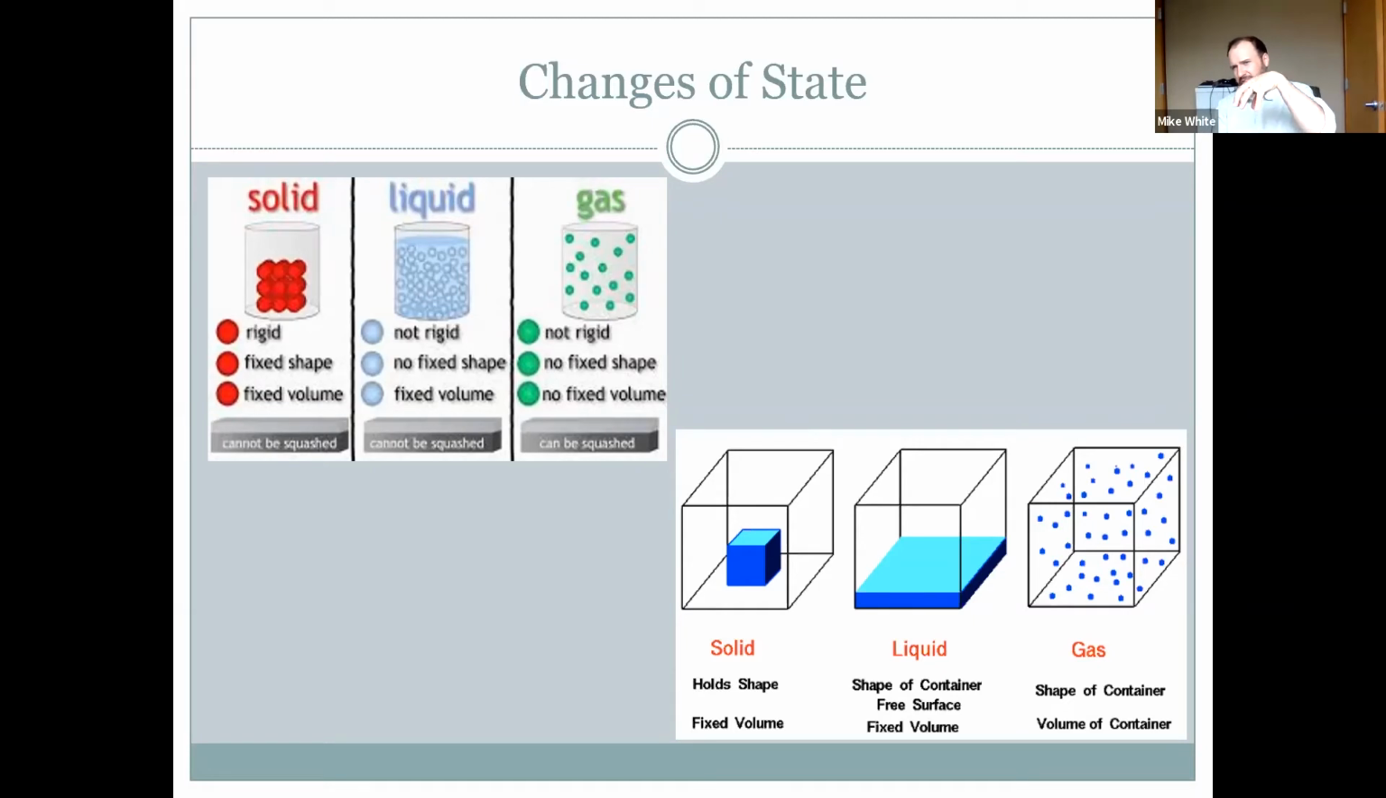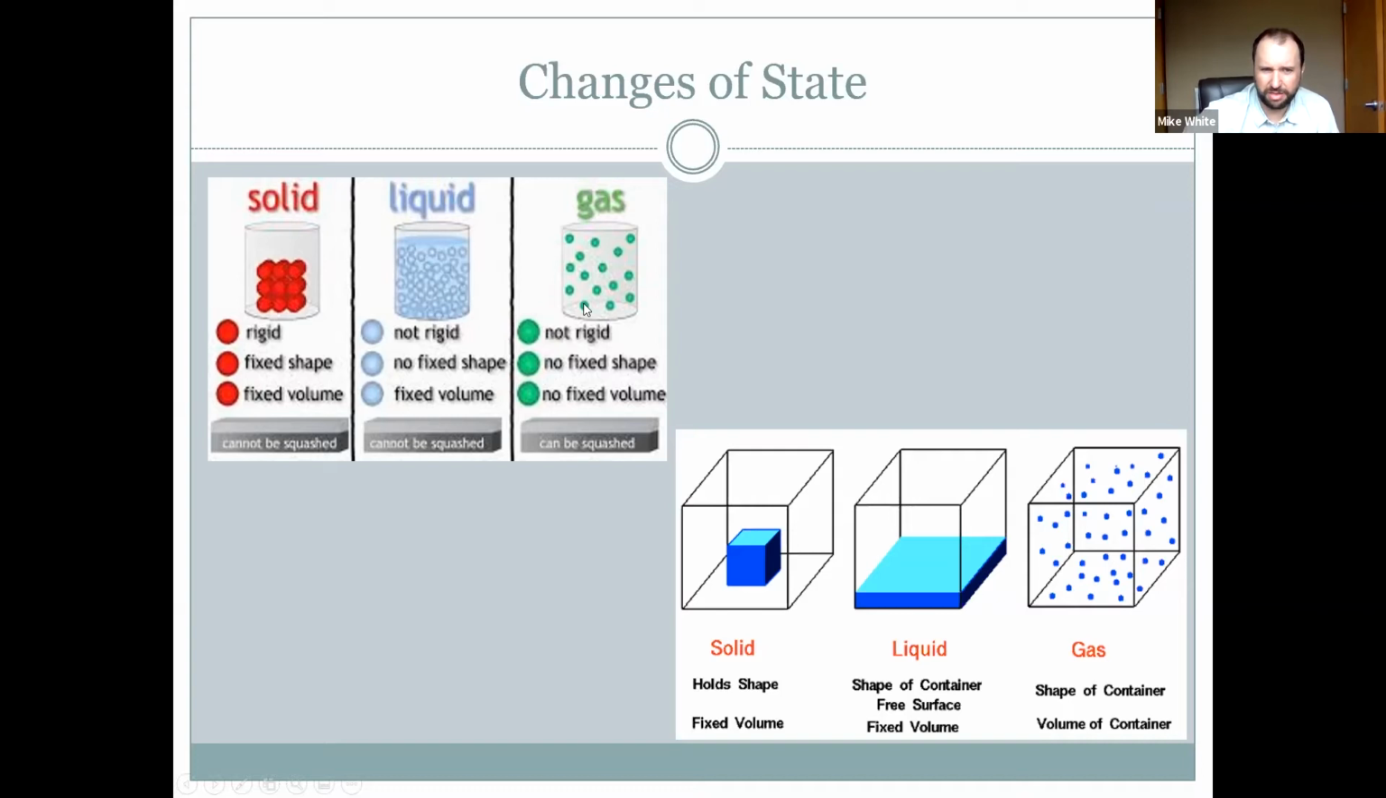Likewise, if I have an oxygen tank filled with condensed oxygen gas and I was to open it up, first of all, it'd probably explode. Secondly, all that condensed oxygen would spread out and fill up this room, and all of a sudden I have a greater volume of oxygen gas. Gases are different in that regard, in that they not only have no fixed shape, but they have no fixed volume.